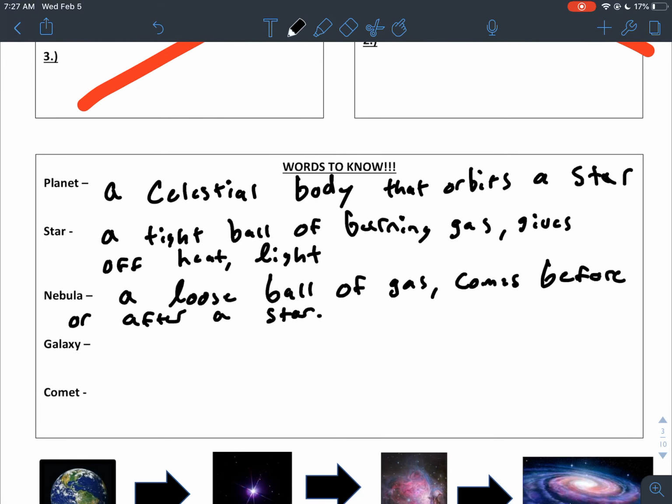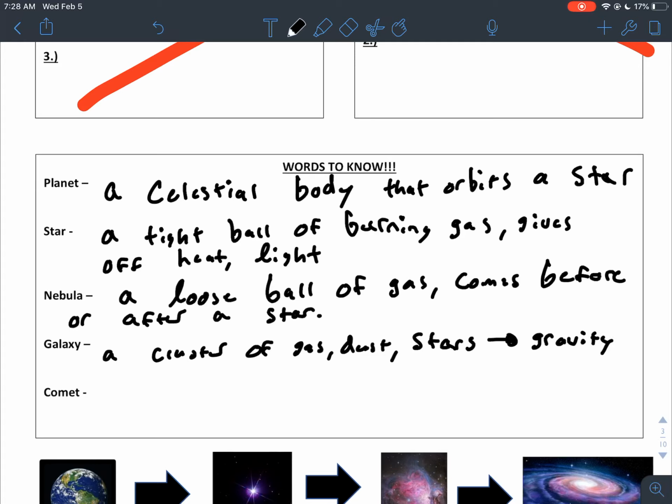All right? Last one we're going to talk about is galaxy. A galaxy is a cluster of gas, dust, and stars. And I want you to put an arrow and write gravity. Galaxies are held together by gravity. In the middle of most galaxies, there's something called a black hole, which y'all have probably heard of, but they're real. It's a black hole. Holds a galaxy together through gravity.